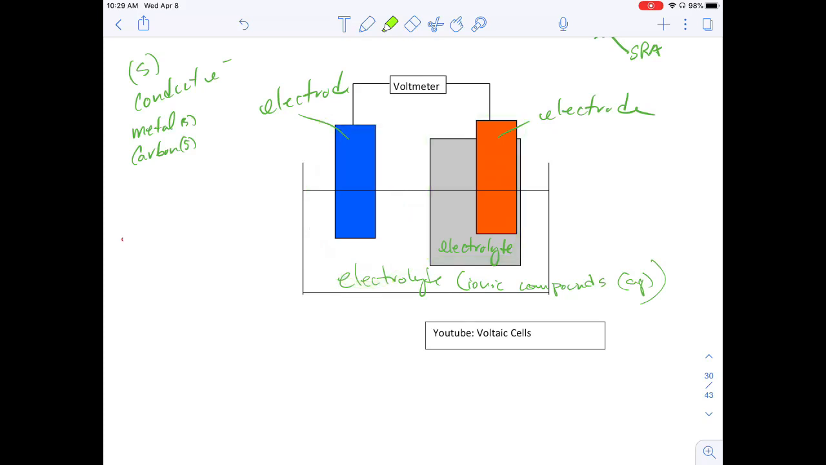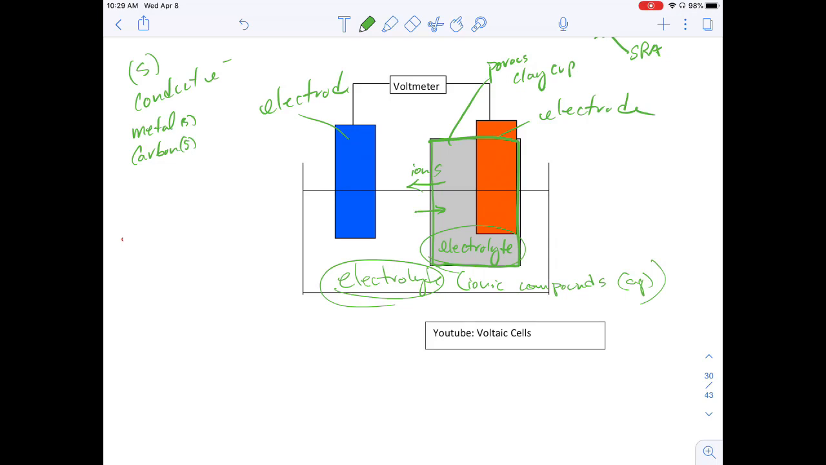The container that we've got here is a porous clay cup. The porous clay cup allows ions to travel through it. So aqueous ions can go this way or this way. It's because the clay, when it's wet, has tiny little holes or fissures that allow the ions to travel through it. But it still holds the electrolyte solution and keeps these electrolyte solutions separate.